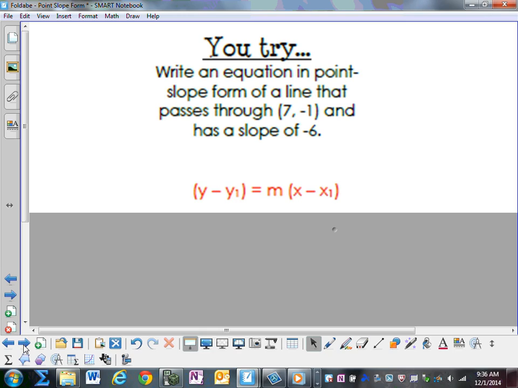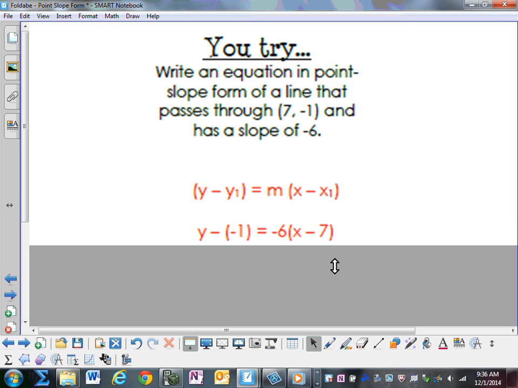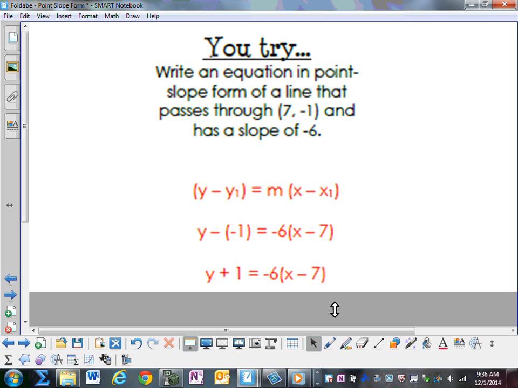Write an equation in point-slope form of a line that passes through (7, -1) and has a slope of -6. Y plus 1 equals -6 times the quantity x minus 7.